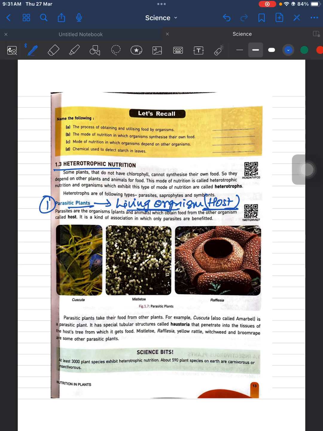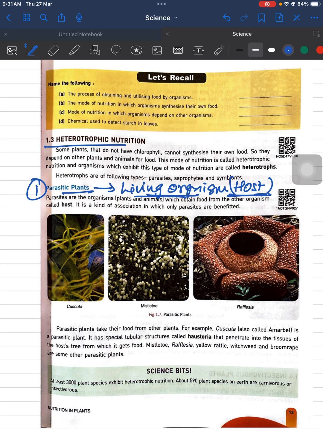There are examples of such plants. There is one plant called Cuscuta. Cuscuta has a special tubular structure called haustoria, which penetrates into the host plant and takes the food from it. Another example is mistletoe, and the third example is Rafflesia. So these are the three examples of parasitic plants: Cuscuta, mistletoe, and Rafflesia.